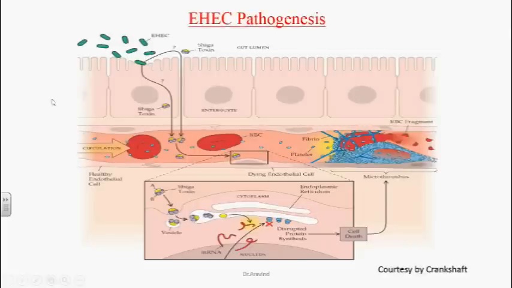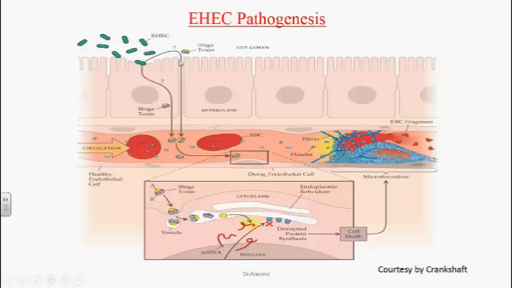Here we can see the diagrammatic representation of the pathogenesis. In this picture, these are the enterocytes, and these are the enterohemorrhagic E. coli. They are attached with the help of intimin. The E. coli secretory proteins are secreted first, and afterwards intimin gets attached, and you are seeing the attaching and effacing type of lesion. After that they secrete the Shiga toxin.